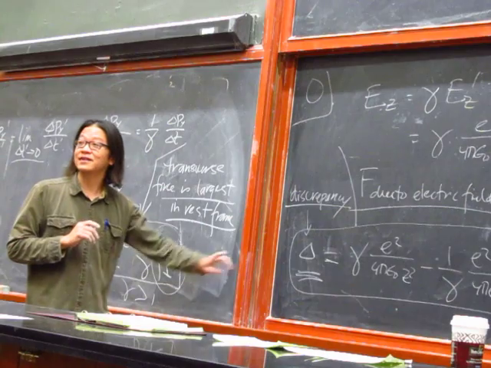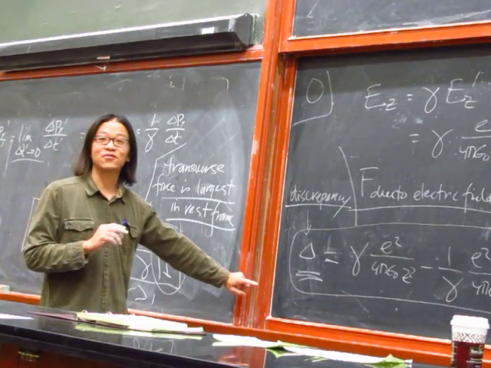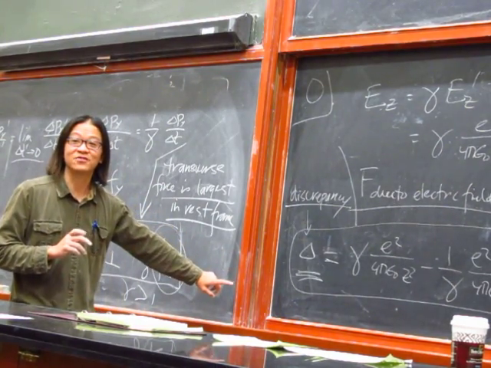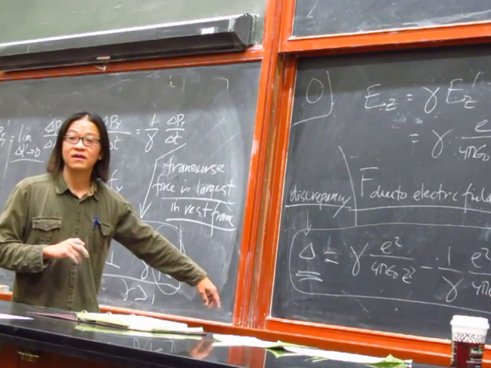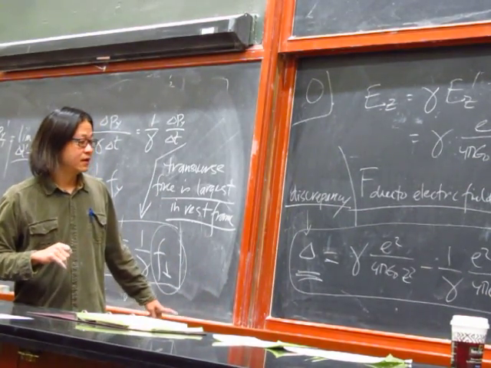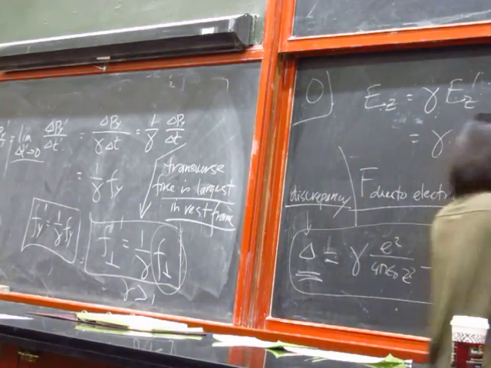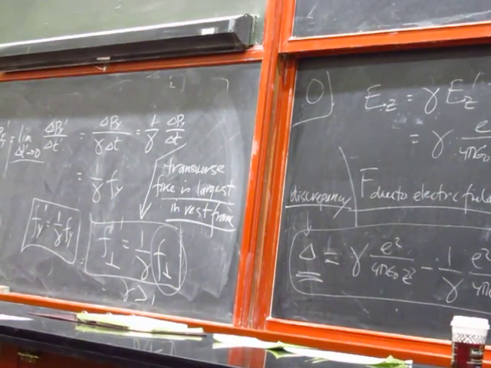Any questions? Is this clear so far? Is this confusing? It's kind of confusing, right? That's why I'm going through it slowly. The 1 over gamma is like the second term, is that one? Yes. Just the 1 over gamma.